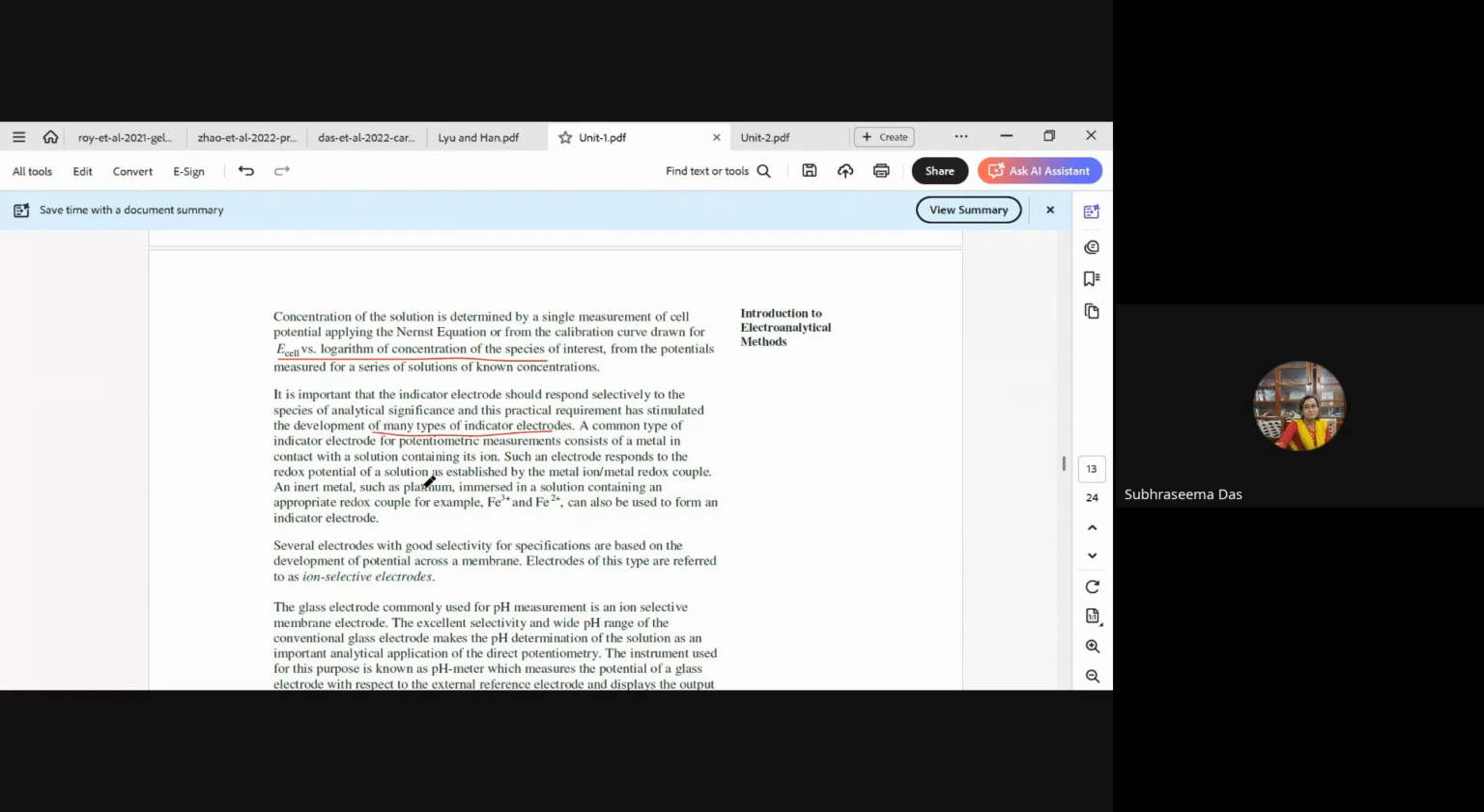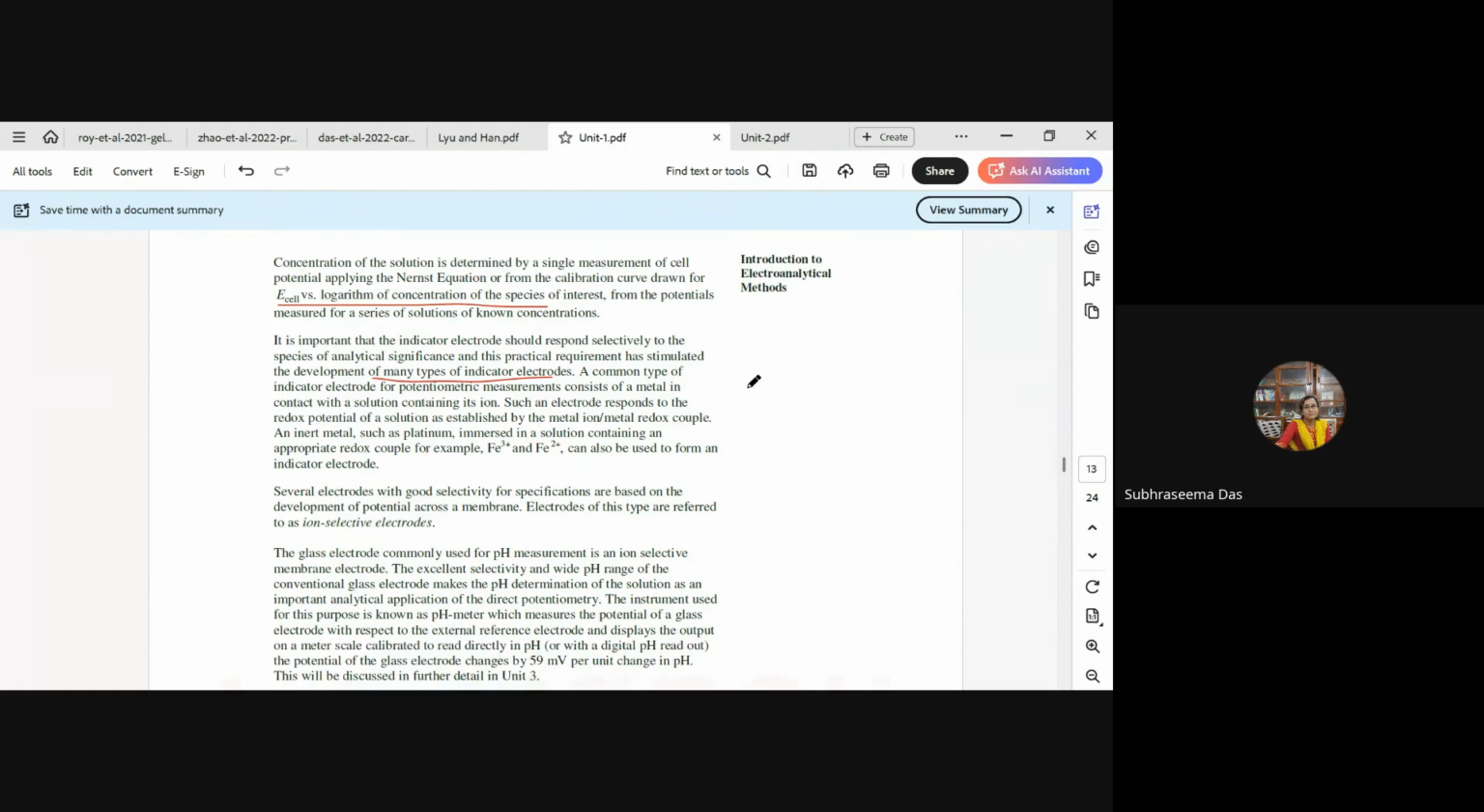A common type of indicator electrode for potential measurements consists of a metal in contact with a solution containing its own ions. Such an electrode is called a metal ion or metal redox couple electrode. An inert metal such as platinum immersed in a solution containing an appropriate redox couple such as Fe3+ or Fe2+ can also be used to form an indicator electrode.